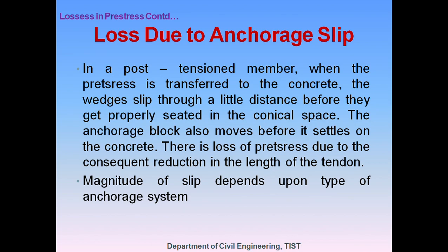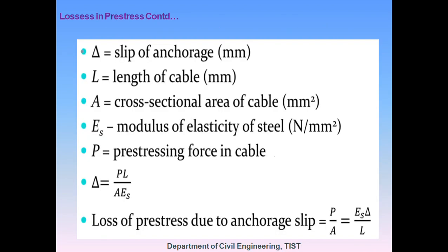The next is loss due to anchorage slip. In a post-tension member, when the pre-stress is transferred to the concrete, the wedges slip through a little distance before they get properly seated in the conical space. The anchorage block also moves before it settles on the concrete. So there is a loss of pre-stress due to the consequent reduction in the length of the tendon. The magnitude of this slip depends upon the type of the anchorage system.